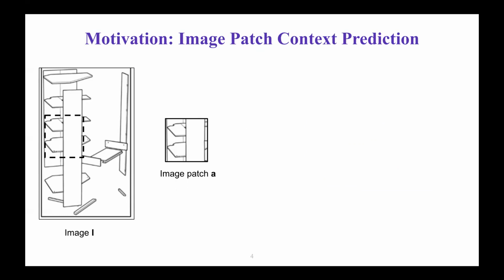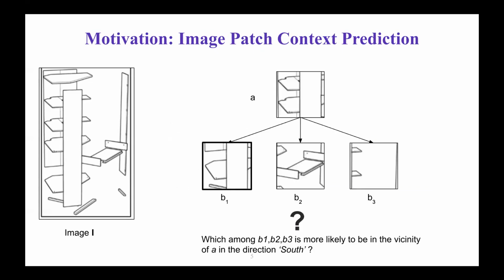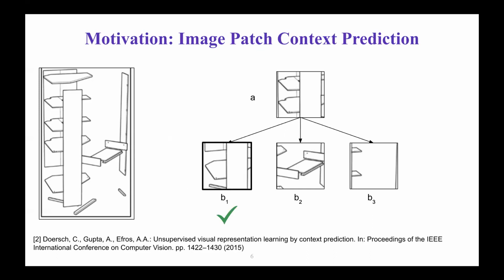To understand the idea behind context prediction, consider a diagram image I and a patch A drawn from that image. Now let's consider three more patches from the same image, B1, B2, B3. Which among these is more likely to be just beneath the image patch A? Well, if we observe how the vertical bar type component in patch B1 aligns nicely with the patch A, we would conclude that having B1 beneath patch A leads to a more overall consistent assembly diagram as opposed to the other two choices.